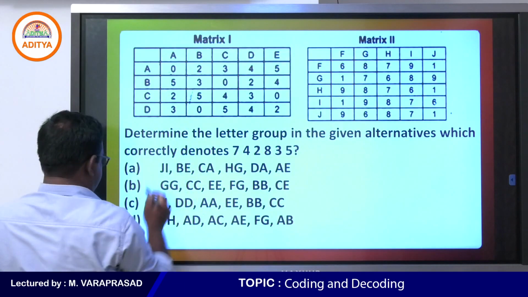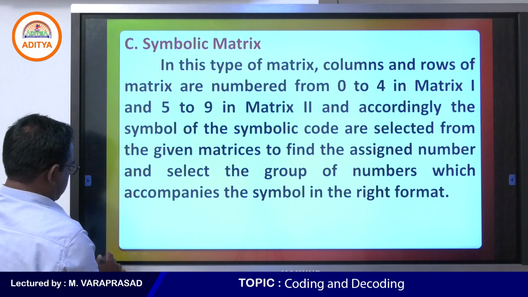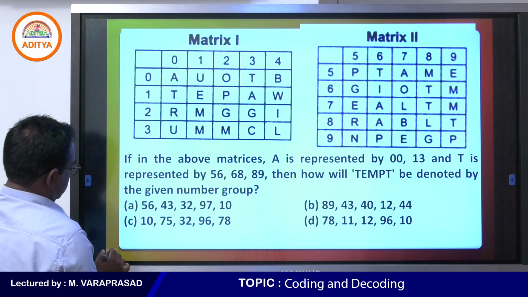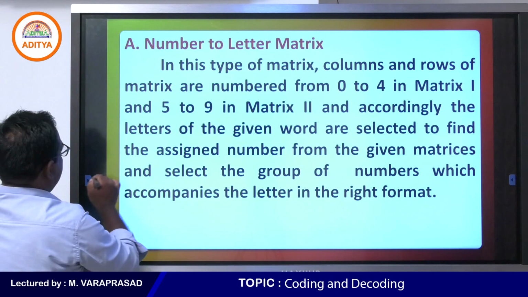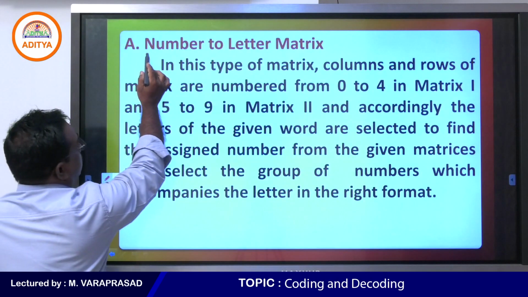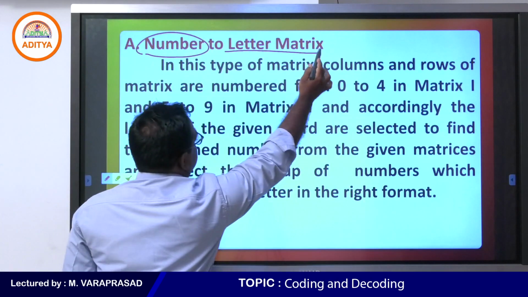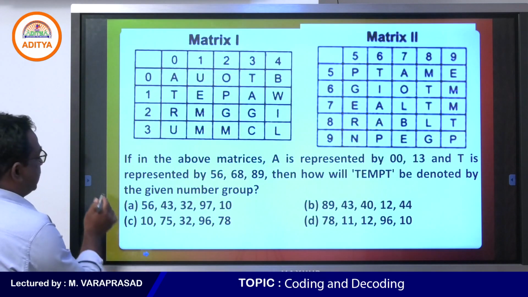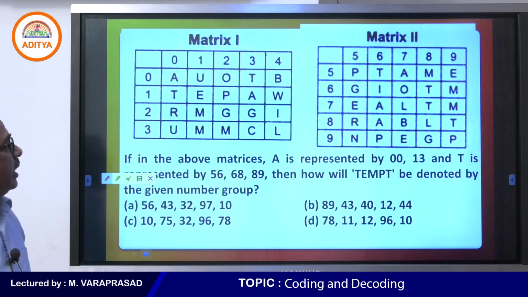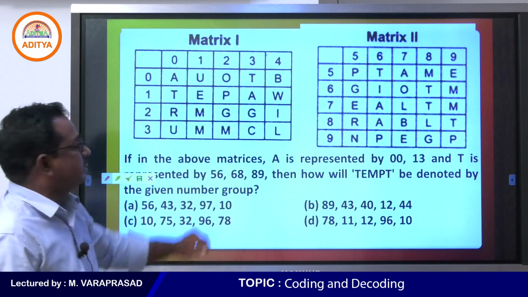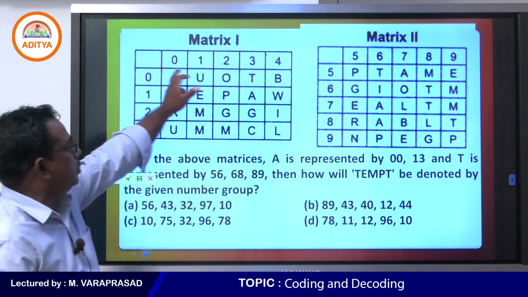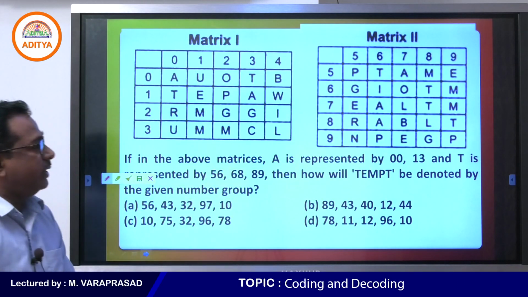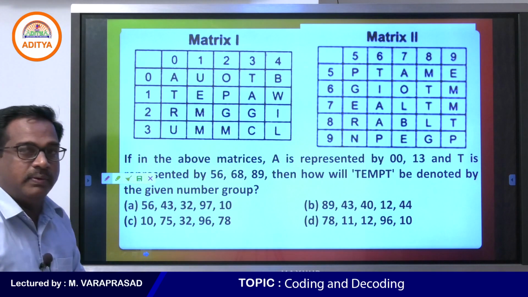Now we are discussing letter to number matrix. We are discussing it now. See what is given here. In matrix 1, 0 1 2 3 4 is given here. In matrix 2, 5 to 9 is given here. Row by column we will discuss.